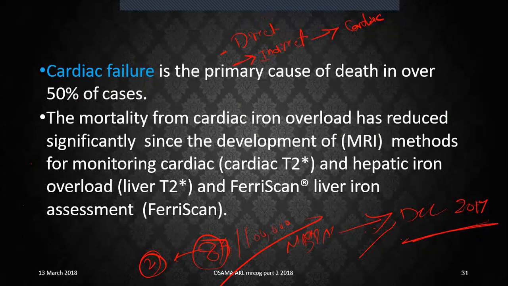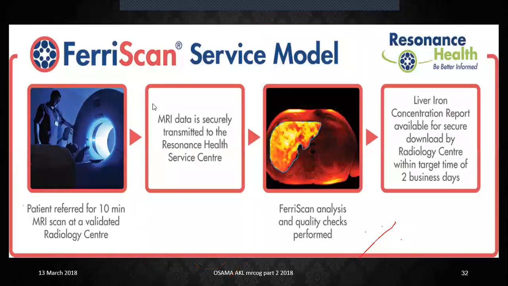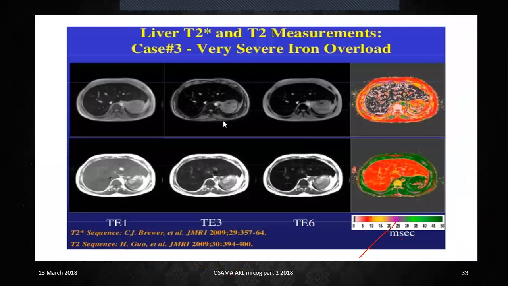We use MRI as a non-invasive technique to assess iron level inside the heart and inside the liver. This is the Ferriscan. It's MRI to assess the level of iron in the liver and in the heart. As you see, there is a computer program which tells you how much iron is present inside the liver and inside the heart. Of course, iron in the heart is more dangerous.